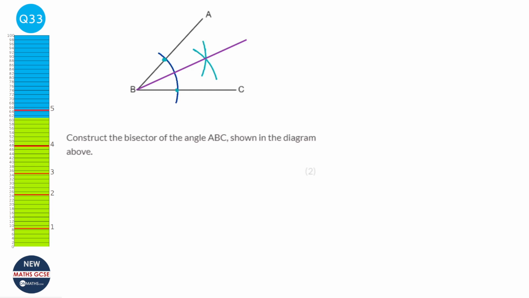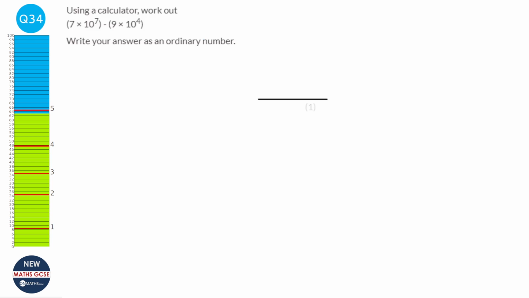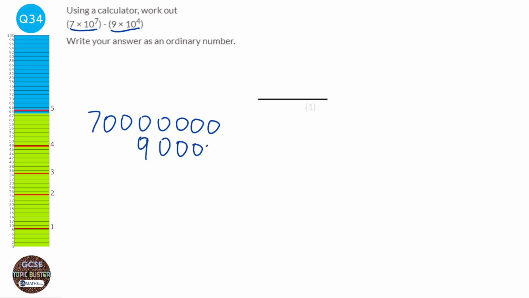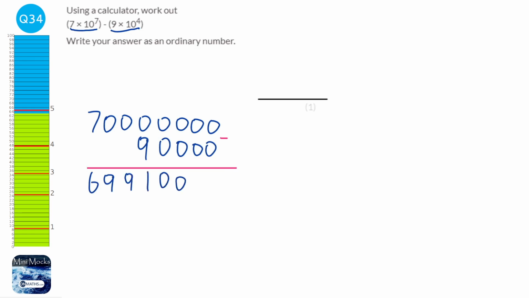Arcs for marks. So the only way of answering this question is to work out what these are as ordinary numbers. So 7 times 10 to the power of 7 would be 7, 1, 2, 3, 4, 5, 6, 7. And 9 times 10 to the power of 4 would be 90,000. So that would be 9, 0, 0, 0, 0. And so we're just subtracting them like that. And so we'll get 6, 9, 9, 1, 0, 0, 0, 0.